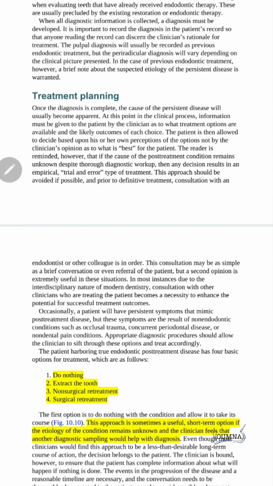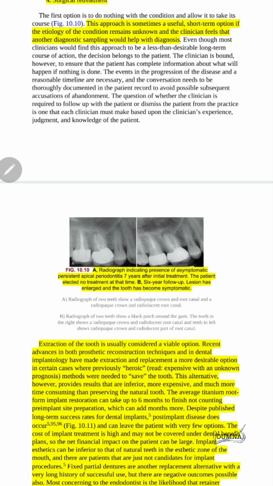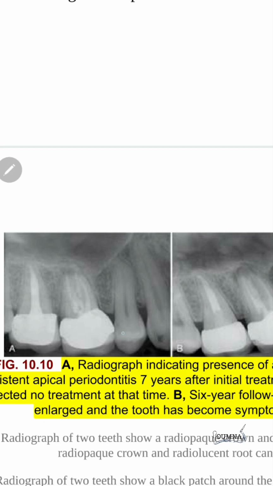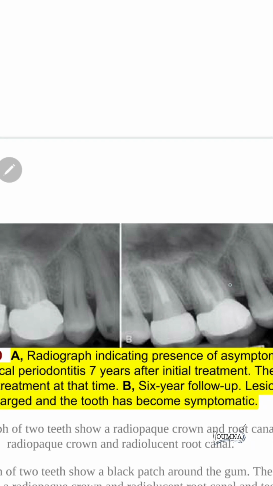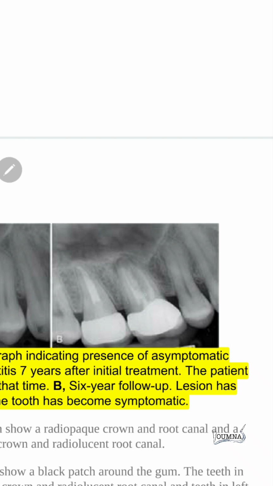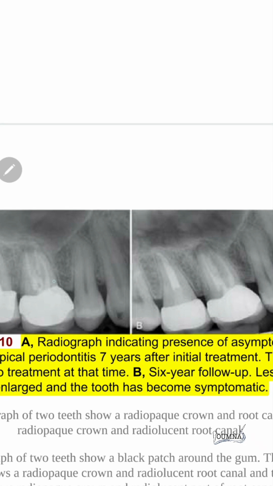So doing the treatment, as we said in the beginning, for example, let's see this case. This patient had this endo treatment for 7 years. When we did this radiograph, we saw that there was a lesion around the tooth. But the patient was asymptomatic, so he refused to do the retreatment. This tooth stayed for another 6 years after this radiograph until it became symptomatic and the retreatment was done, which means that this treatment has stayed for 13 years without any problems.